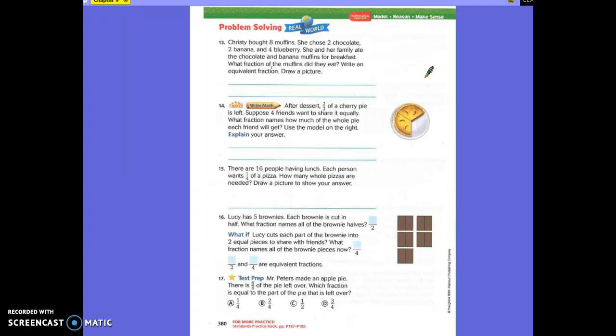Okay, so let's draw a picture first. Let's make 8 muffins. 1, 2, 3, 4, 5, 6, 7, 8. 2 C's for chocolate. We're going to do BA for banana and BL for blueberry. C for chocolate. Does chocolate start with a C? Okay. All right.